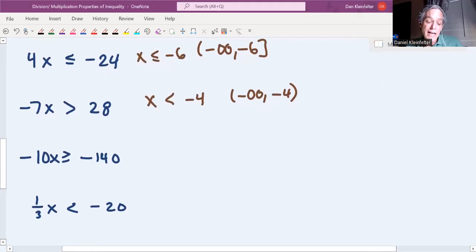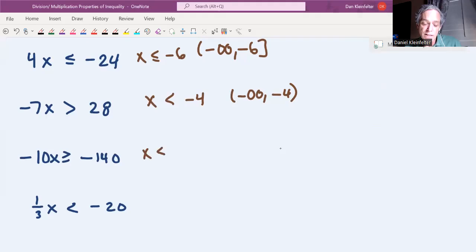Okay, negative 10x is greater than or equal to negative 140. Dividing through by negative 10 will give us x is less than or equal to 14. Again, I've turned around the direction on the inequality sign because that 10 was negative. That was a negative 10, so we turned the thing around. The fact that the 140 was negative doesn't enter into it. What matters is what you're multiplying or dividing by. That's what makes a difference.